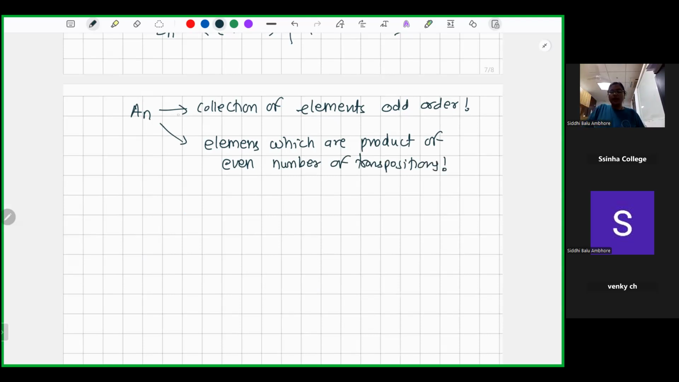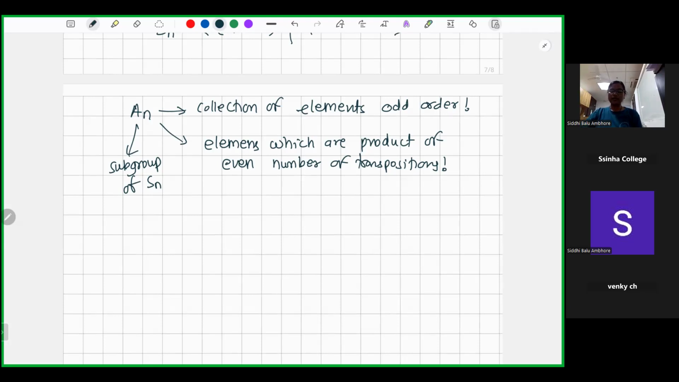Okay, note that the reason why only this forms a group, the collection of odd order groups, and why we do not consider a collection of even order groups, is because this forms a subgroup of Sn. If I want to talk about a subgroup, I must have the identity element there, and the order of the identity element is 1. So we must consider elements which are of odd order.